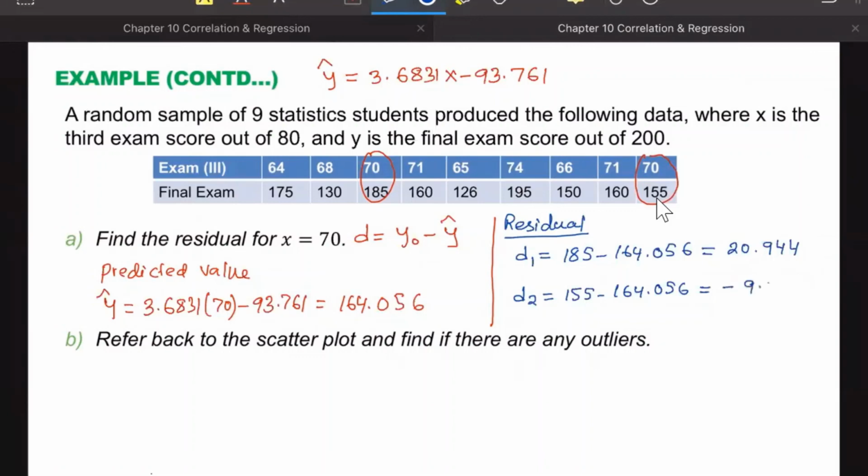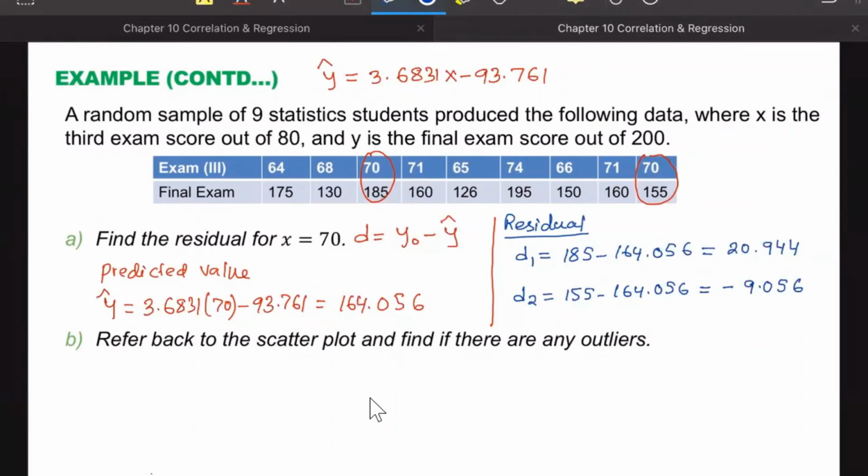Negative 9.056. The meaning of that is, this value 164 is on the line. 185 is above the line, so the residual is positive. And 155 is below the line, because the point on the line is 164, but this is below the line. That's why we got negative. If the residual is negative, the observed value is smaller than the predicted value. If the residual is positive, the observed value is bigger than the predicted value.